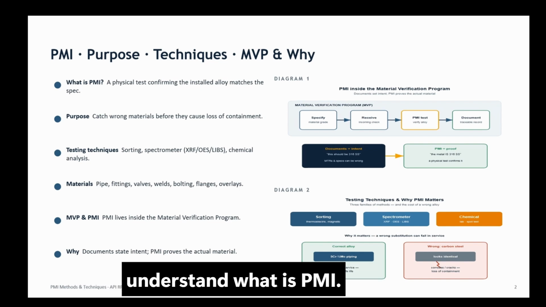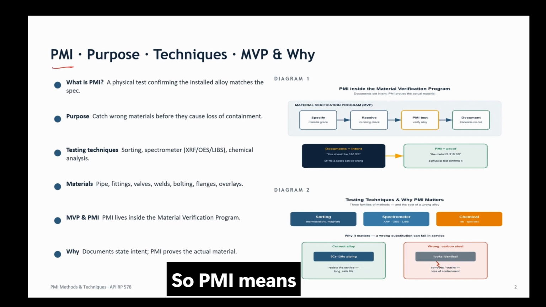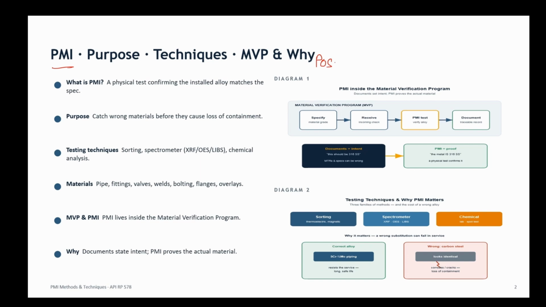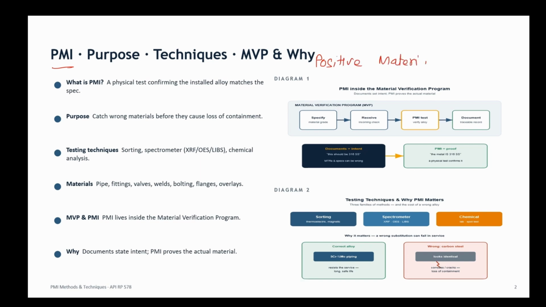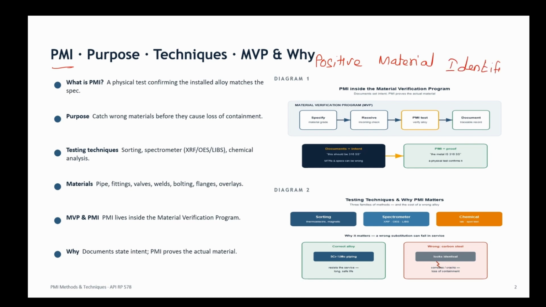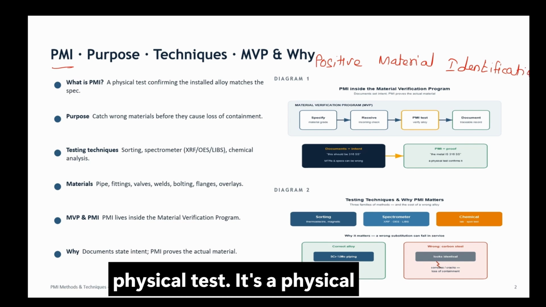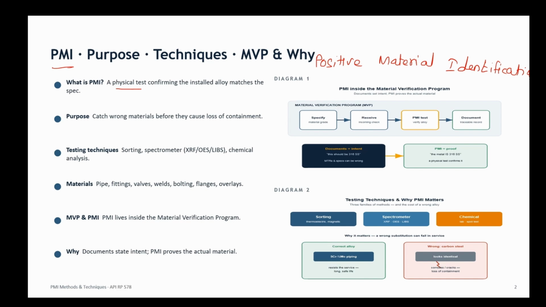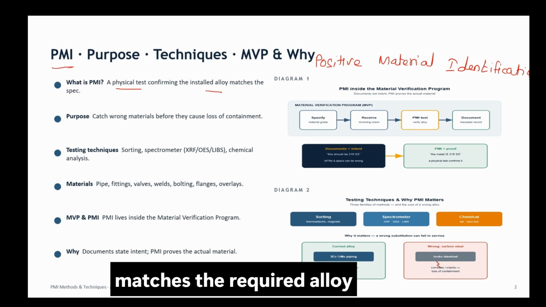First, let us understand what is PMI. PMI means positive material identification. This is PMI. So PMI is a physical test. It's a physical test used to confirm whether the actual installed material matches the required alloy specification.